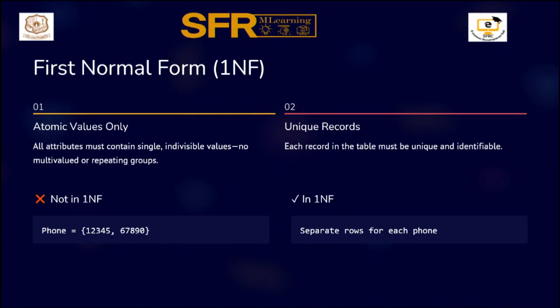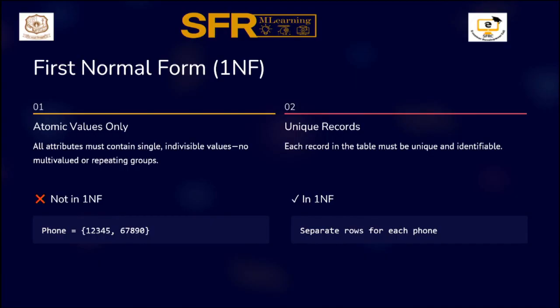First, let's see the first normal form. First normal form: eliminating duplicate records. A table is in 1NF if it satisfies the following conditions. First, all columns contain atomic values. Second, each row is unique, that is, no duplicate rows. Each column has a unique name. Then the order in which the data is stored does not matter.